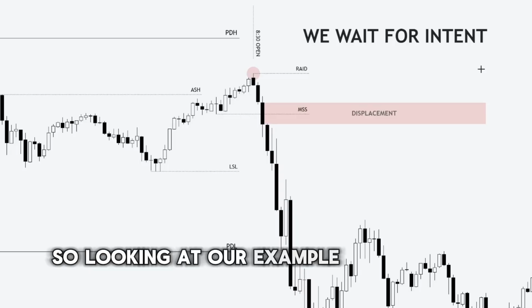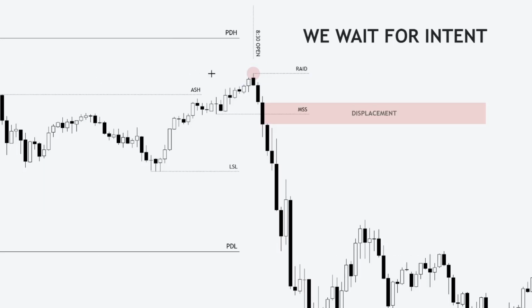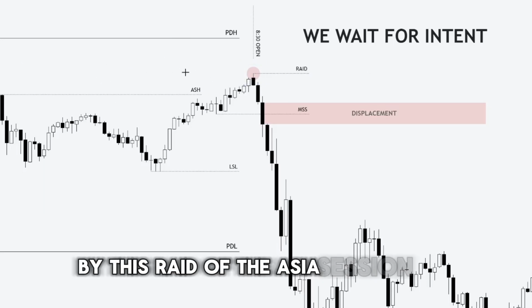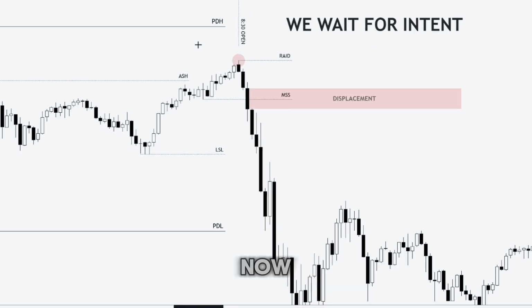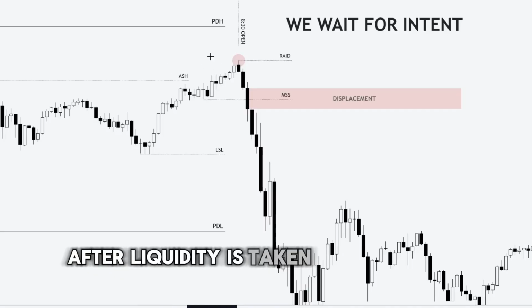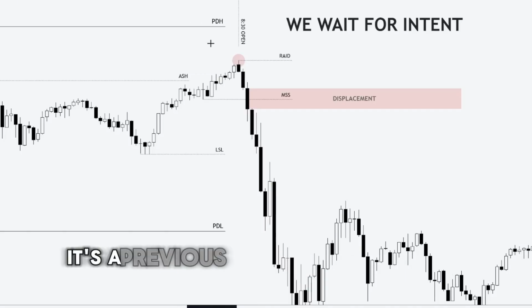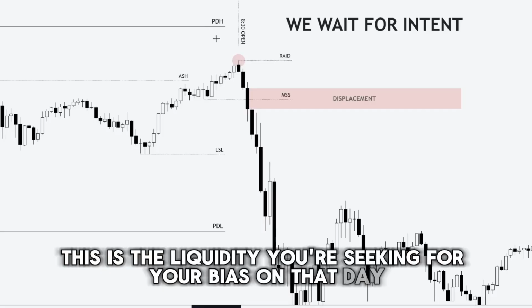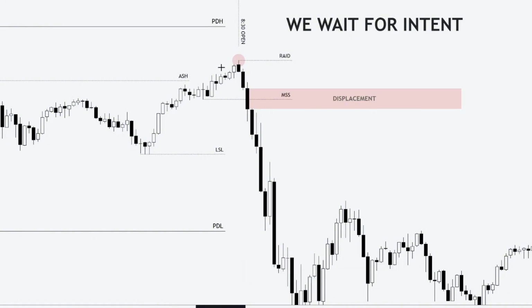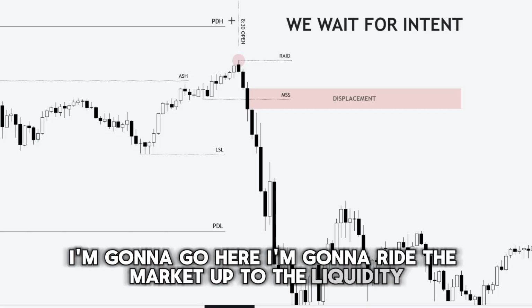So looking at our example that we had on the charts, we have this liquidity taken here by this raid of the Asia session high. Now, when you look at this, you might be reminded of times when you've entered a trade after liquidity is taken somewhere in the charts, and you have a bias that this high, a previous day high, is going to be taken. This is the liquidity you're seeking for your bias on that day, and then you see this happen. Now your expectation is I'm going to ride the market up to the liquidity above the previous day high.